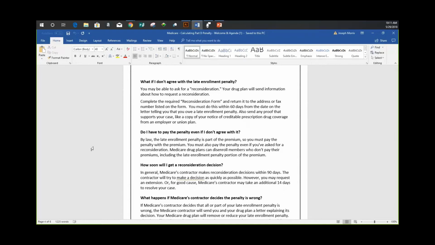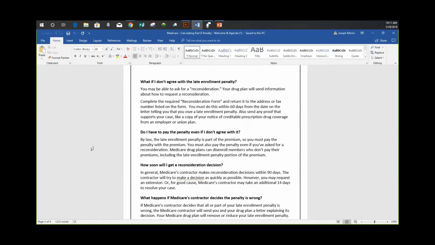How soon will I get a reconsideration decision? Well, in general, Medicare's contractor makes reconsideration decisions within 90 days. So the contractor will try to make a decision as quickly as possible. However, you may request an extension, or for good cause, Medicare's contractor may take an additional 14 days to resolve your case. So you can really push that.